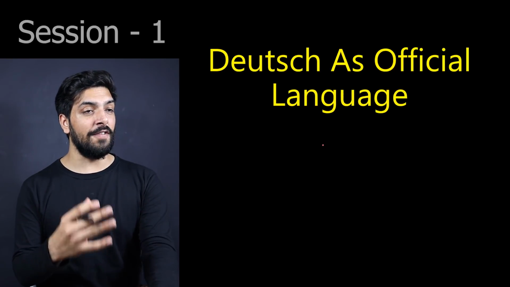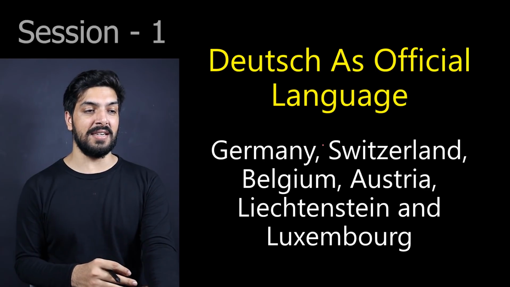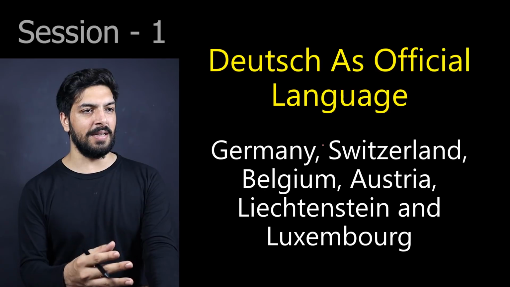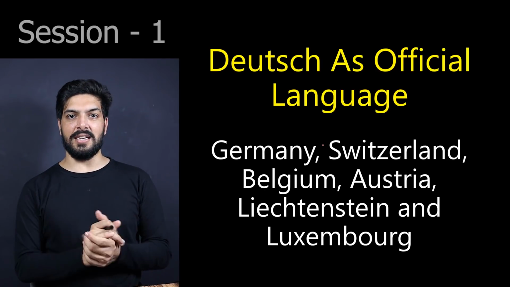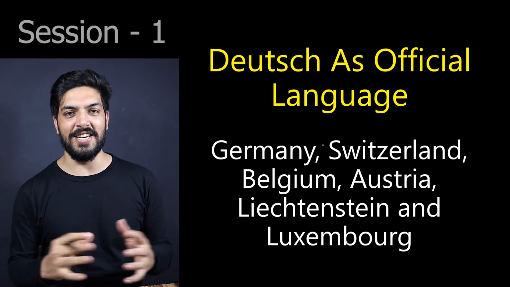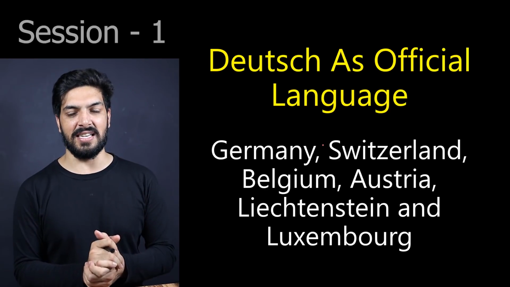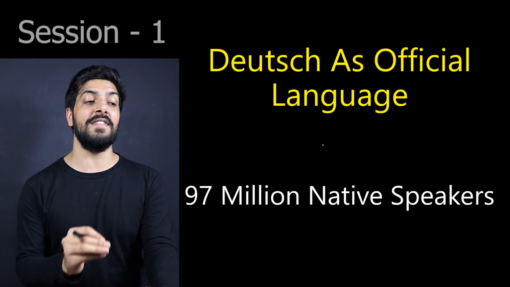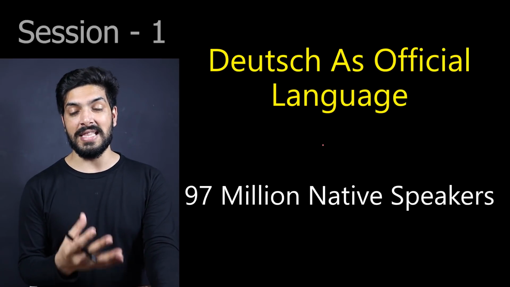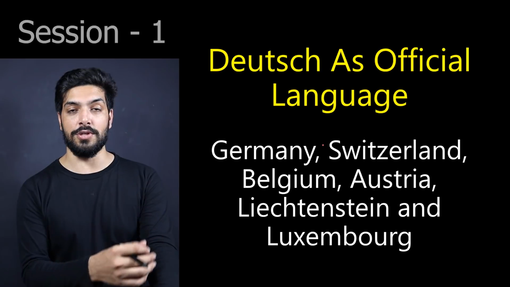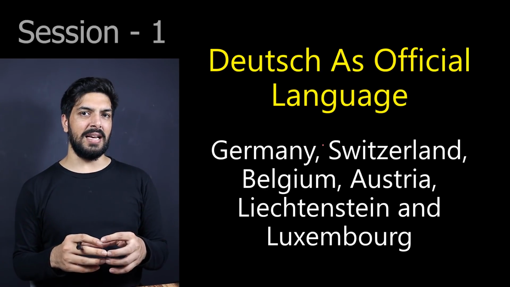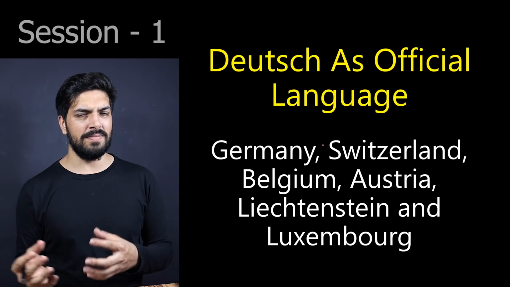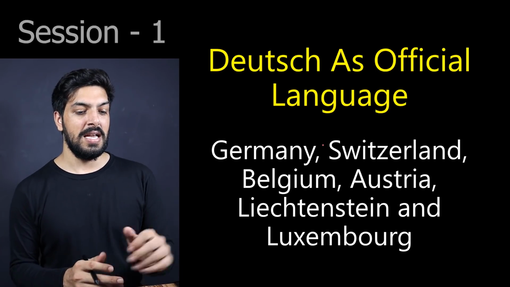And it is spoken as an official language in these many countries: Germany, Switzerland, Belgium, Austria, Liechtenstein, and Luxembourg. So we were earlier thinking that, okay, it's only spoken in Germany. No, it's in these 6 countries. It is spoken as the official language, and hence they have 97 million native speakers. Moreover, these countries are very famous, like I told you, and they are highly developed countries, and they are technologically advanced. So if you know the language, you have great opportunities in future.